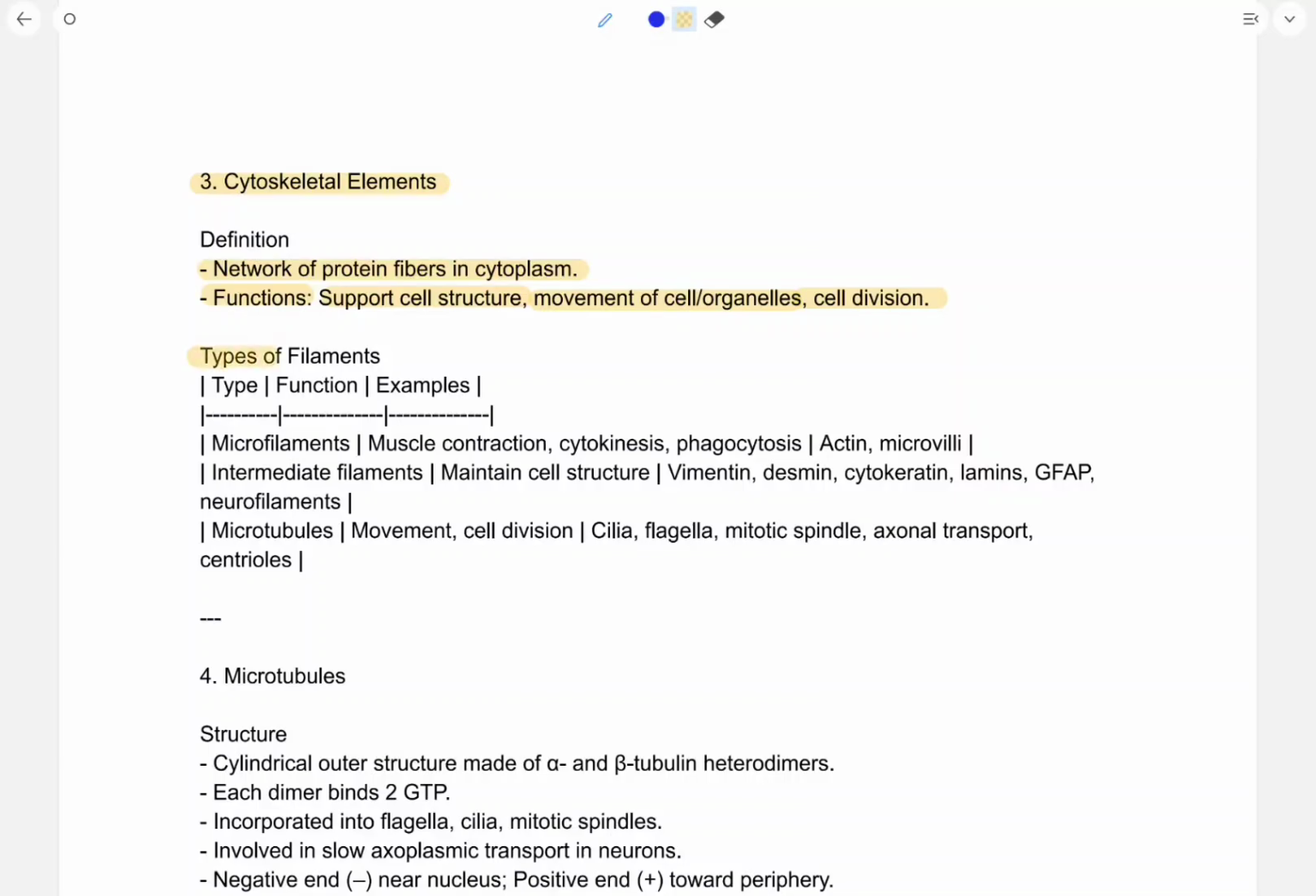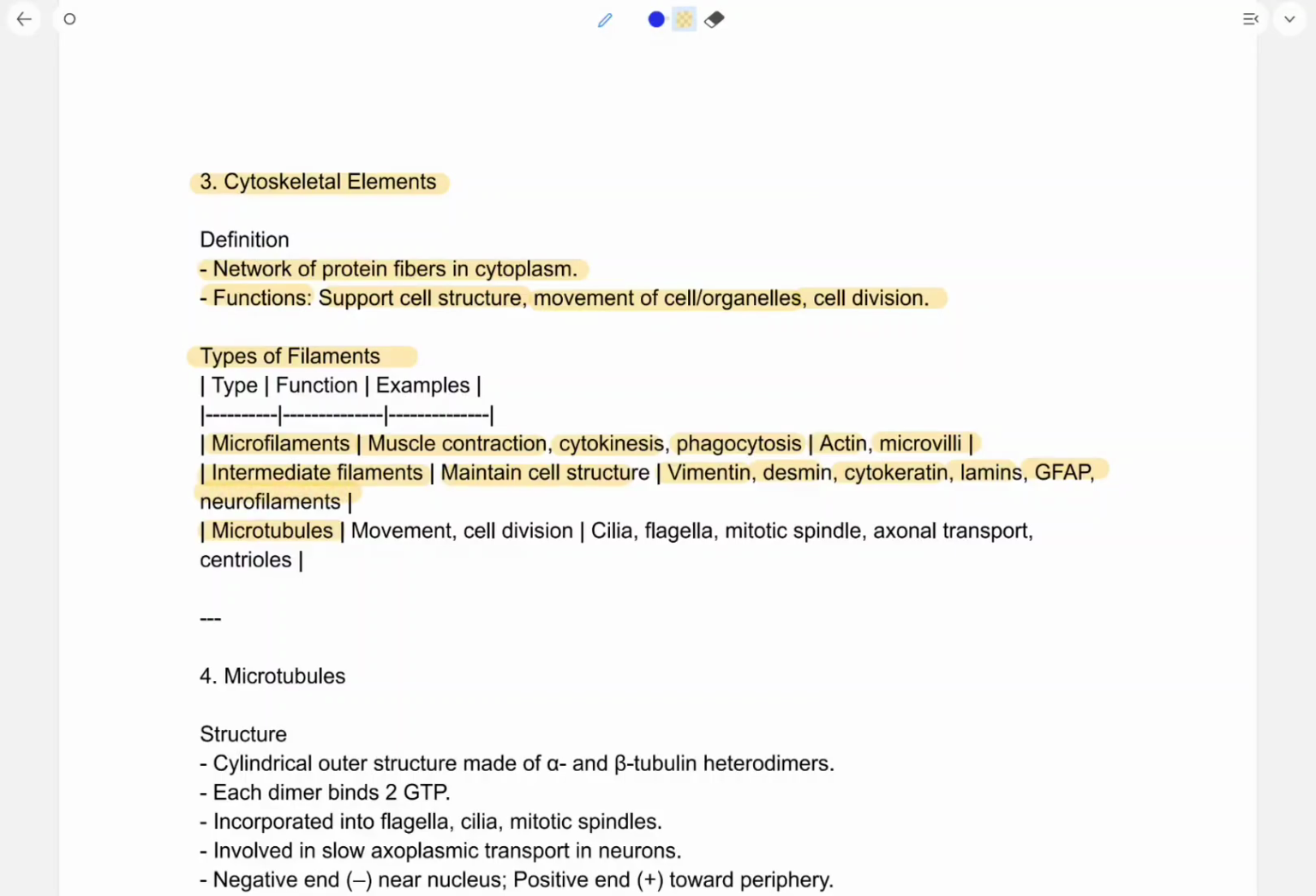There are three types of filaments: microfilaments, intermediate filaments, and microtubules. Microfilaments function in muscle contraction, cytokinesis, and phagocytosis; examples are actin and microvilli. Intermediate filaments maintain cell structure; examples are vimentin, desmin, cytokeratin, lamins, GFAP, and neurofilaments.